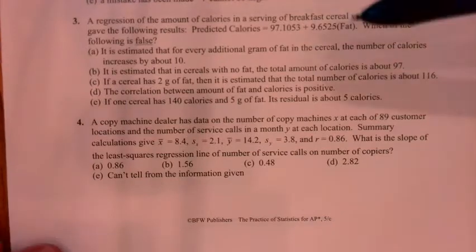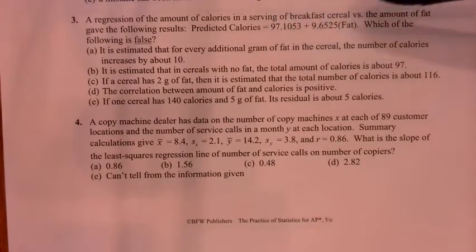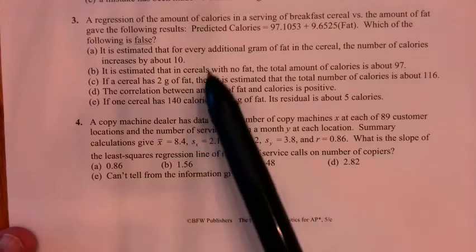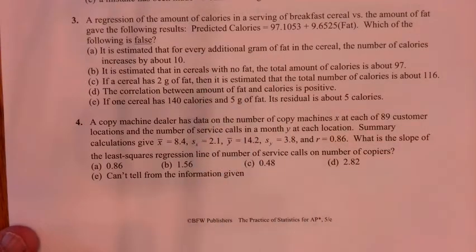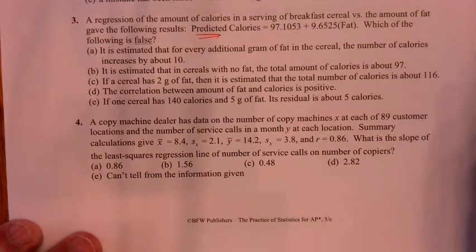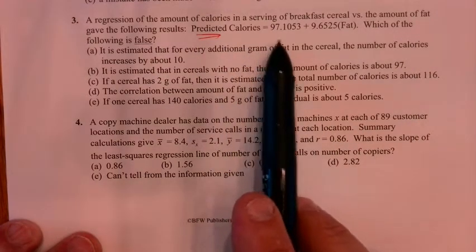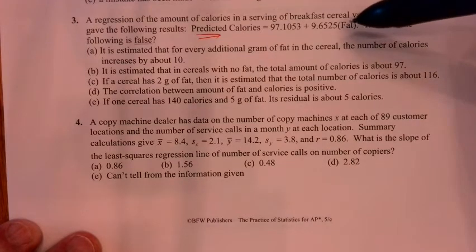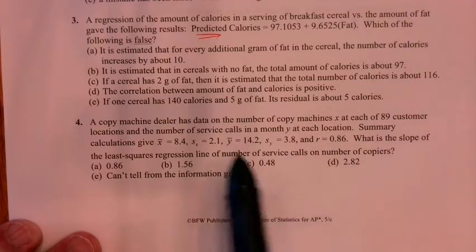A regression of the amount of calories in a serving of breakfast cereal versus the amount of fat gives the following results. Predicted calories. Remember, that predicted is important. Make sure it's there, or Y hat. Predicted calories equals 97.1053 plus 96.05 fat. Which of the following is false?